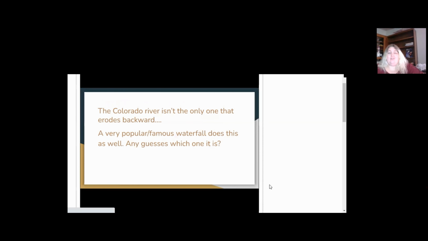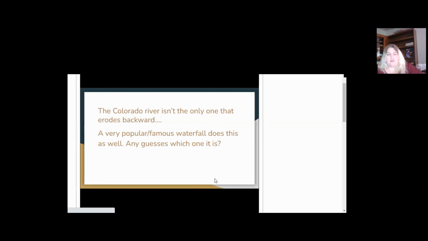Okay, so in the video, it talked about the Colorado River and how it erodes backwards. If you haven't watched that video, please pause me and go watch it. You're going to need that information for the rest of the lesson, and it's also kind of interesting information. So there are a few rivers out there that are going to erode backwards. Another very famous one here in the United States is, any guesses?